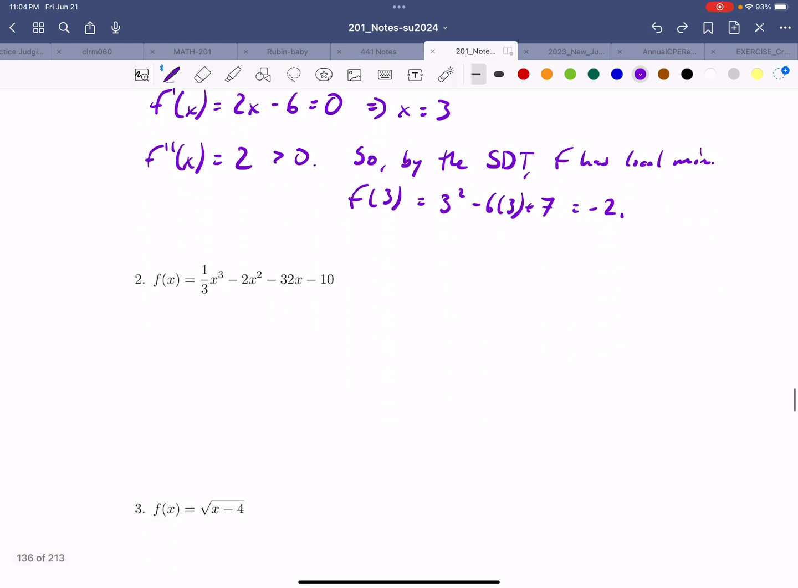There we go. Number 2, right? Here, let's try taking the first derivative. The second derivative test is probably easier for polynomials, but let's just see what we get here. This is going to be x squared minus 4x minus 32. Right, we want to let that equal 0.